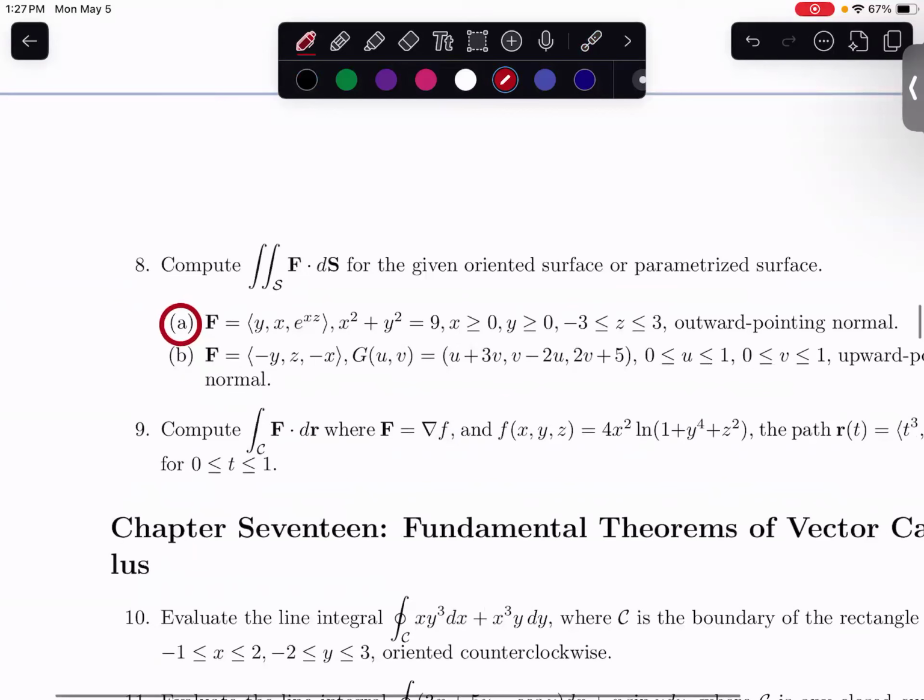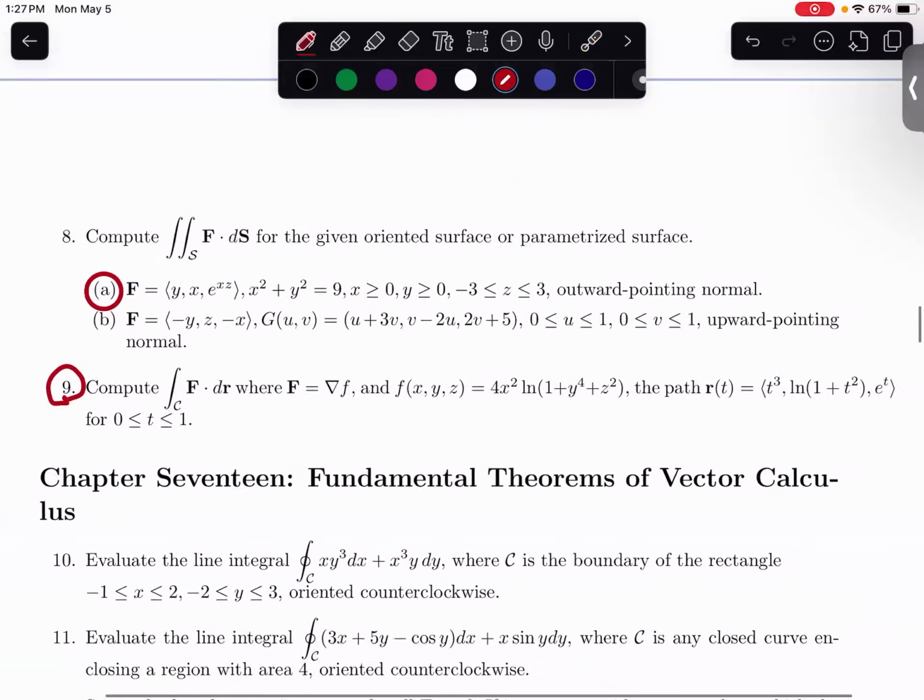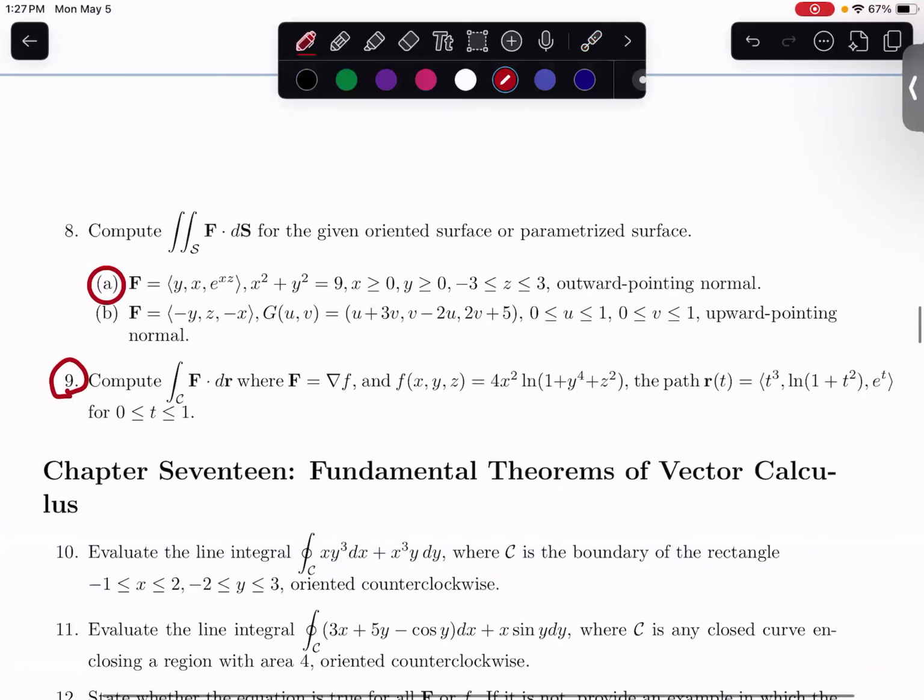For problem 9, it's kind of guaranteed there'll be a problem similar to this on the exam. It'll be a little bit different, but the idea will be the same. It wants you to compute the following vector line integral, the line integral of the vector field F over C. I mean, it's nice in that it tells you in the beginning that F is equal to the gradient of some scalar function f. So this means that big F is a conservative vector field, so we can use the fundamental theorem for conservative vector fields here.